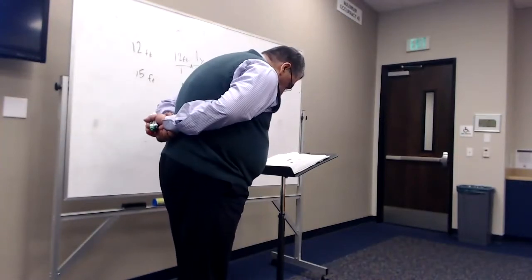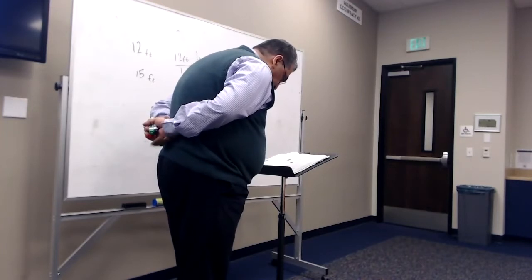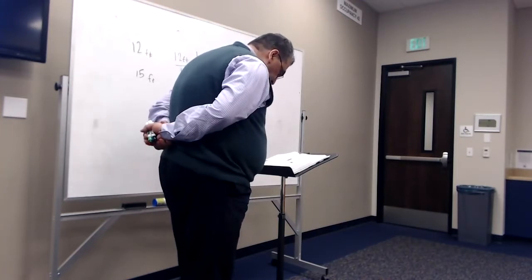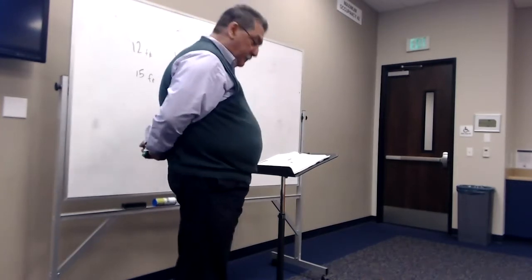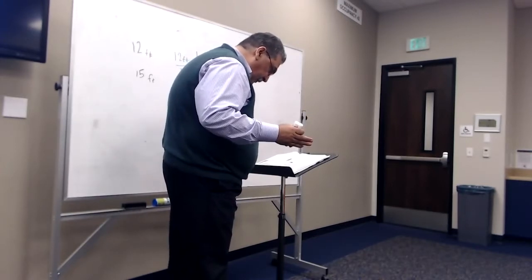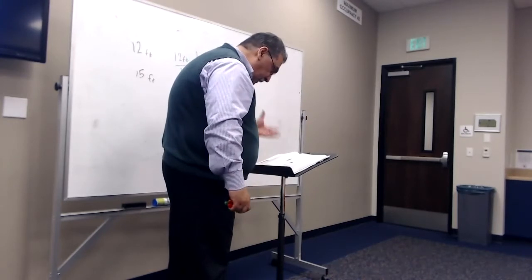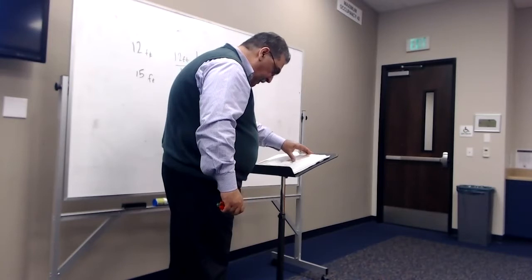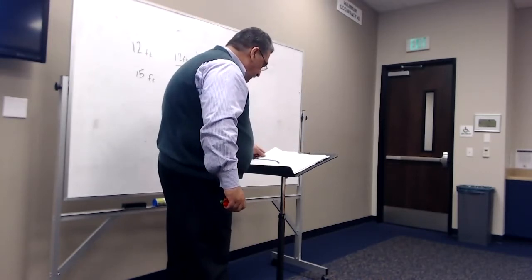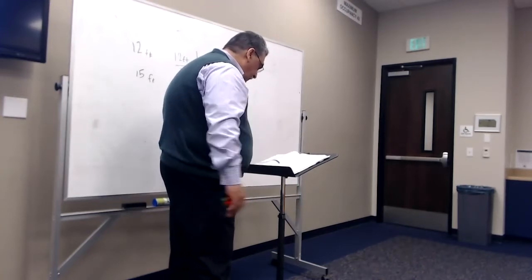Which one of the following is the better buy? A large pizza, 16-inch diameter, for $15, or a medium pizza, 8-inch diameter, for $7.50? You tell me. The large pizza costs $15 and its diameter is 16 inches. The medium pizza costs $7.50 and its diameter is 8 inches. So we have to find the size, I mean the area.